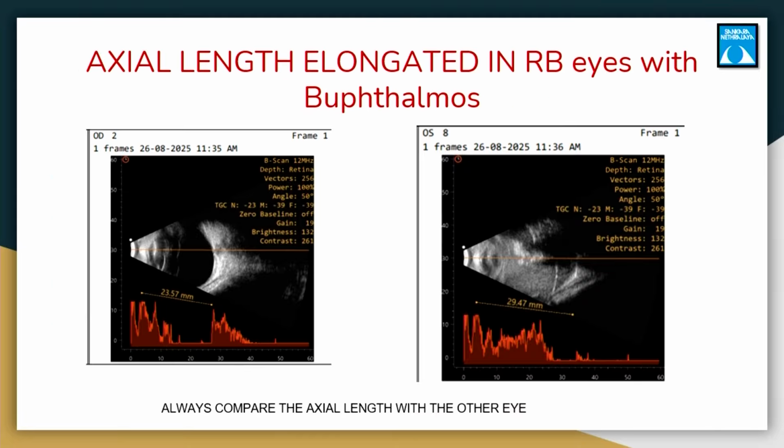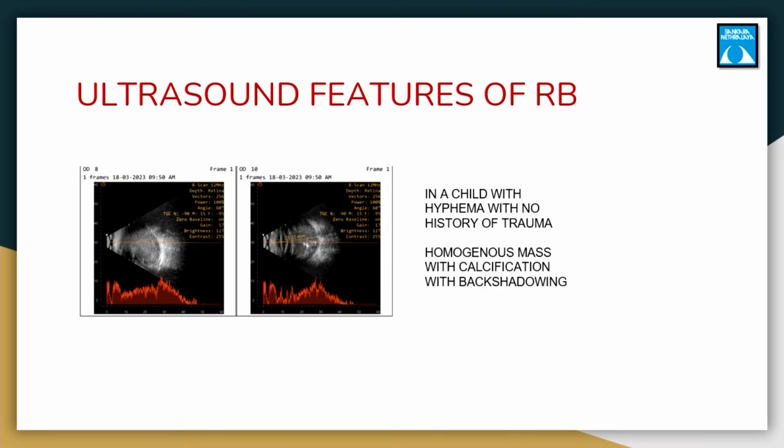Yes, sir. As ma'am told, there is also a case of ophthalmos here where the presentation showed the features of a hyperintense lesion with calcification and back shadowing, and we can notice the difference in the axial length between both the eyes. In the left eye it is 29.47 mm and in the right eye it is 23.57 mm. So this was a case of retinoblastoma presenting with ophthalmos, and it can also present in a child with hyphema with a history of trauma. This is also our in-house case, so the history can be misleading.